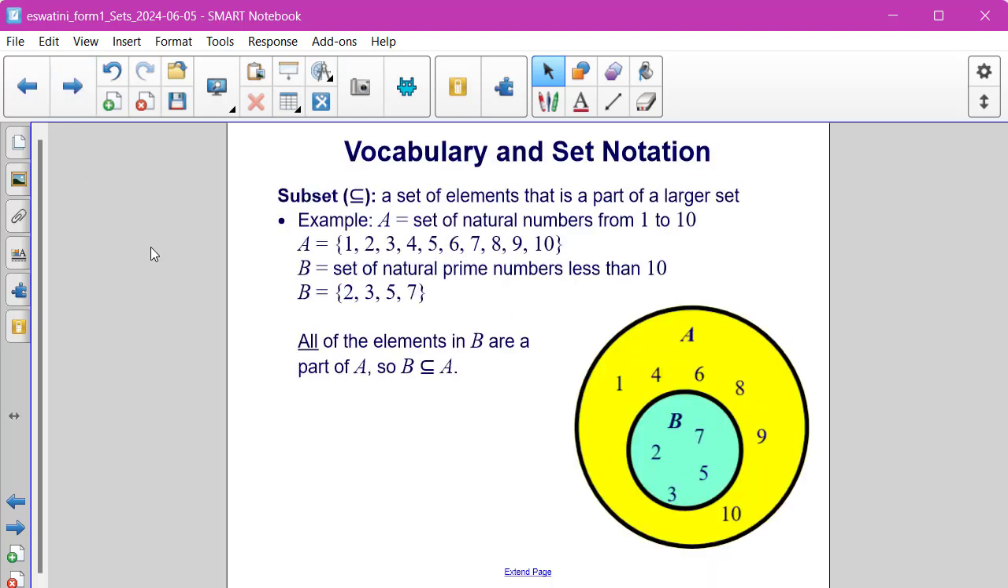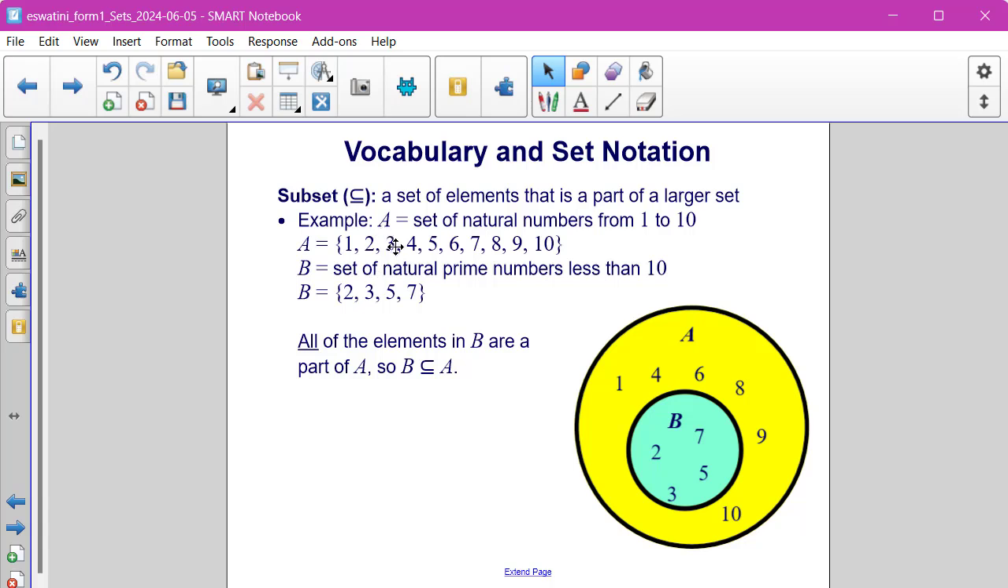Subsets. A subset is a set of elements that is a part of a larger set. For example, if we have a set A, which is a set of natural numbers from 1 to 10, and if we write this in roster or tabular form, that would be the numbers 1, 2, 3, 4, 5, 6, 7, 8, 9, and 10. And then we have a set B, which is the set of natural prime numbers less than 10. In tabular form or roster form, it would be written as 2, 3, 5, and 7.